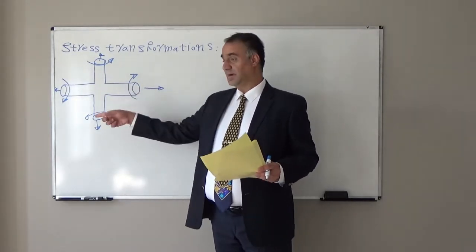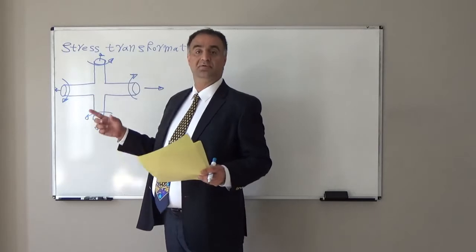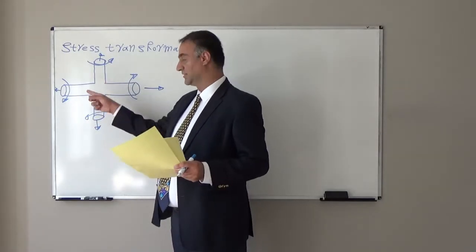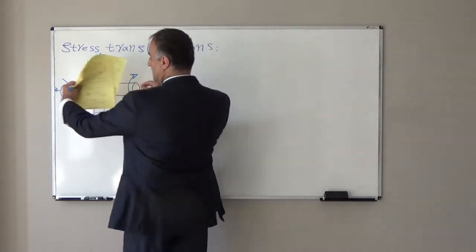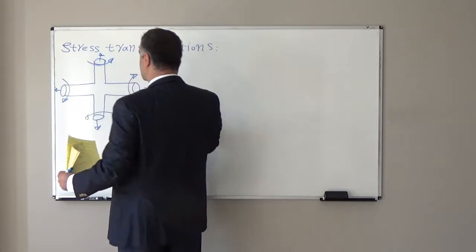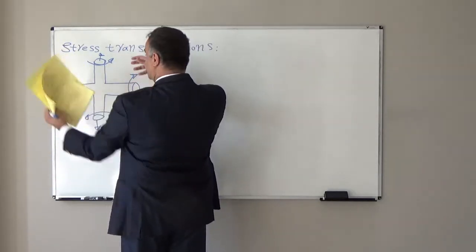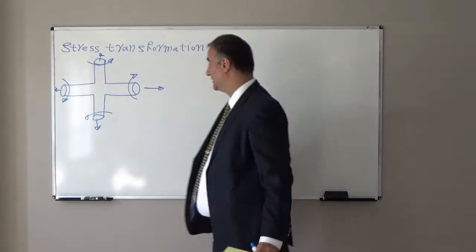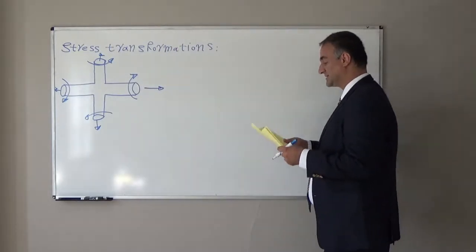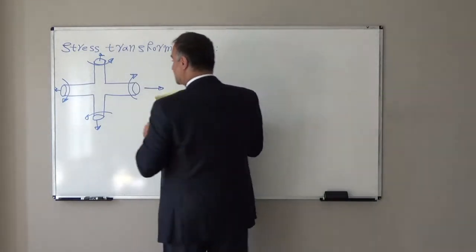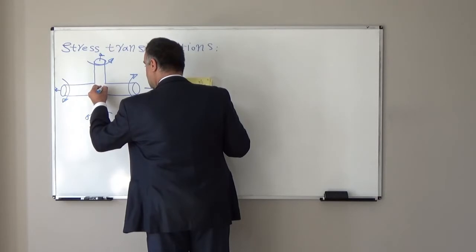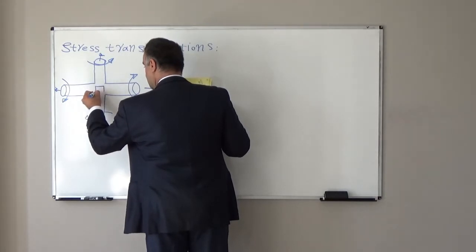We have one part, two rods or two cylinders perpendicular to each other. We apply tension in this direction, tension in the vertical direction. We apply torque and torque. Let's look at one small element on the surface of this part. This is the small element.